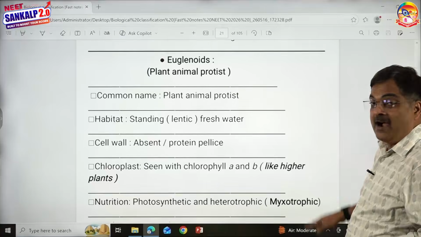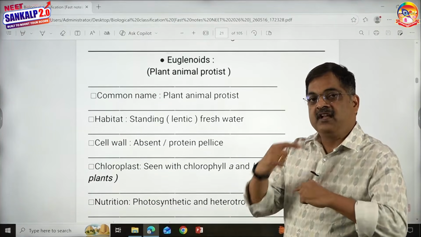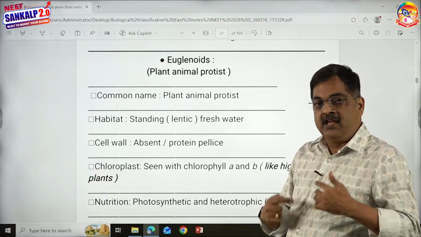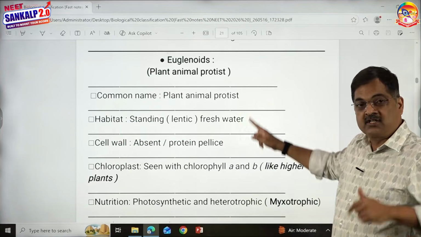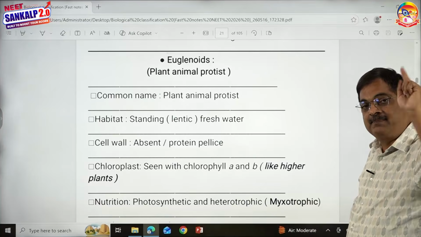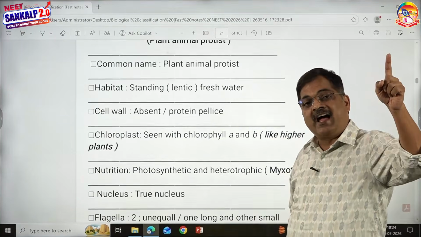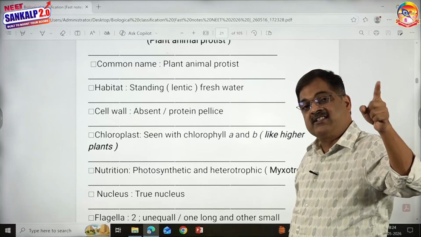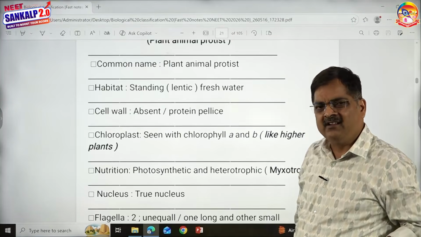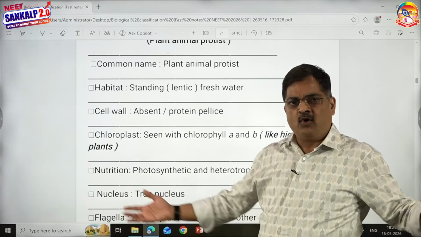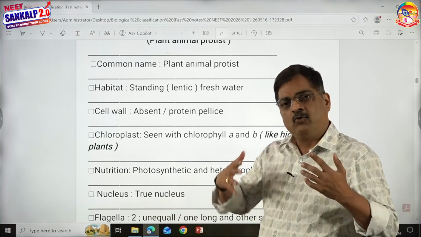Now that you found the way to remember, we can decrease the amount of time in reading all this. Euglenoids, common name, plant animal protist. What about diatoms and dinoflagellates? Plant protist. Habitat, standing fresh water. What about diatoms and dinoflagellates? Diatoms, freshwater and marine. Dinoflagellates, marine. Look here, red tide. You don't see red tide in the water body beside your house. Red tides are seen only in oceans. Remember, only marine.